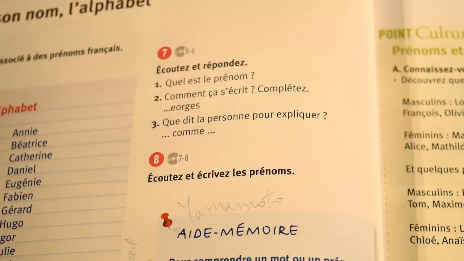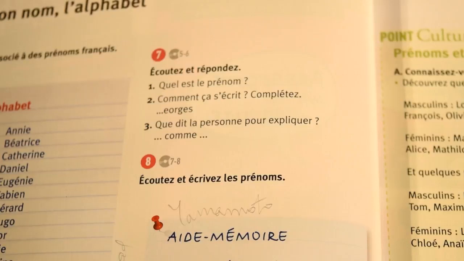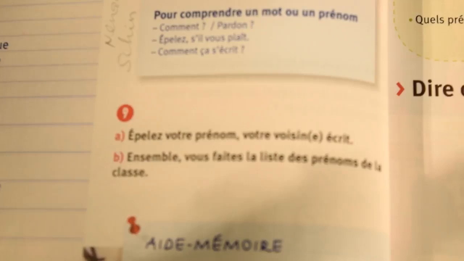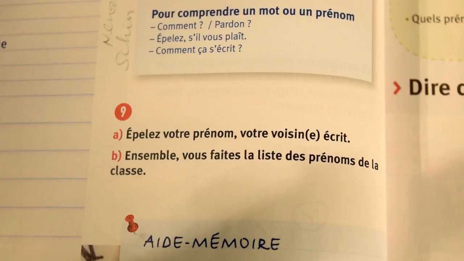4. So now that you listen to the first names or the names as they are being spelled out and write them down. Okay. Now you can do that for your name. In activity 9, you also say your name and spell it. Épelez votre prénom. If you have a friend, do the same. And try to spell as many names as possible.